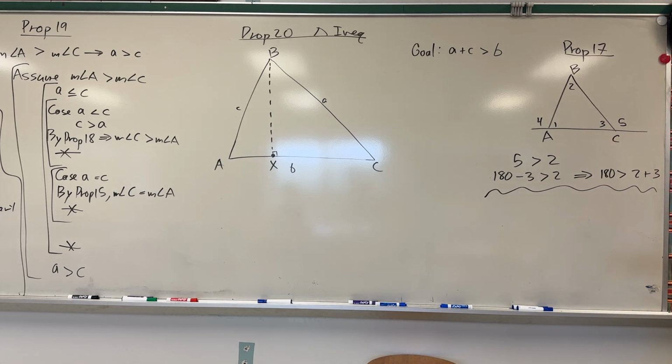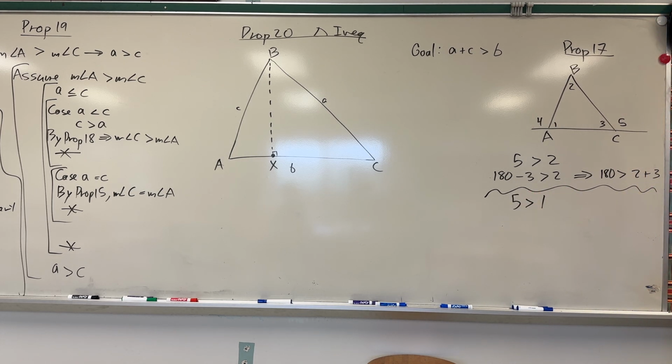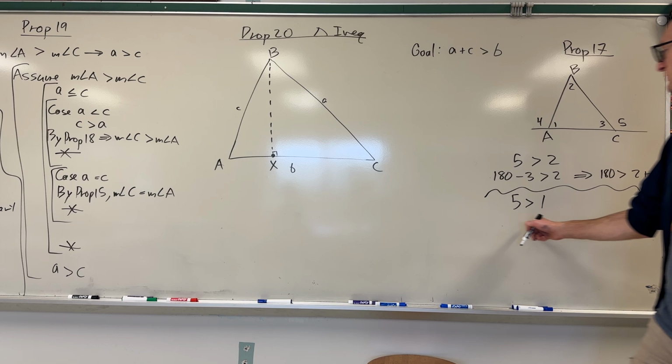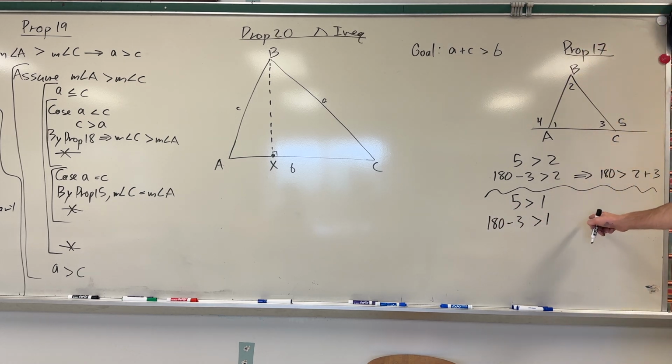5 is also bigger than 1. And if angle 5 is bigger than angle 1, then you just do the same thing. You say 5 is 180 minus 3, so 180 minus 3 is greater than 1. And so again, 180 is bigger than angle 1 plus angle 3. Yeah, it's kind of repetitive.